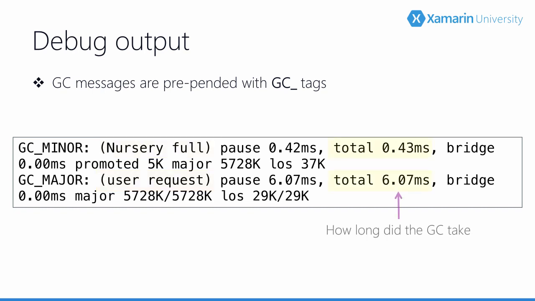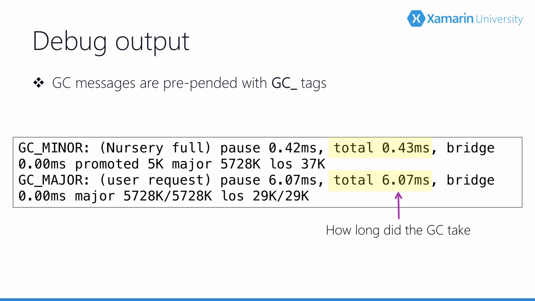The second thing that it shows you that's useful to see is how long the GC took. We want to make sure that this value stays relatively low, because keep in mind that for the total entirety of this particular value here, 6 milliseconds, our app was not responding to the user. So the lower the values, the better.